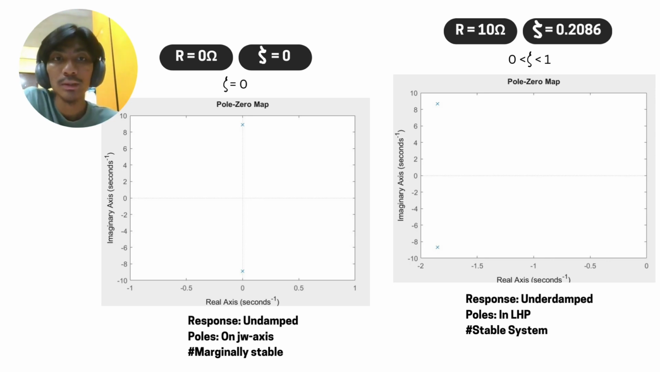Next, when R equals 10 ohms, the damping ratio is equal to 0.2086. Since the value of the damping ratio is between 0 and 1, the response is stated as underdamped, while the pole position is located on the left half plane, so the system is stated as a stable system.